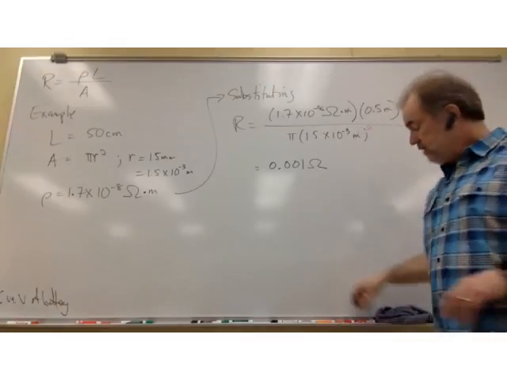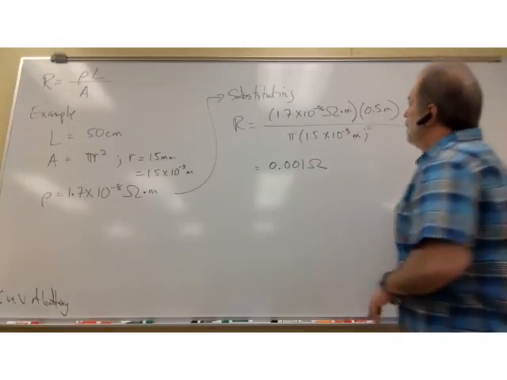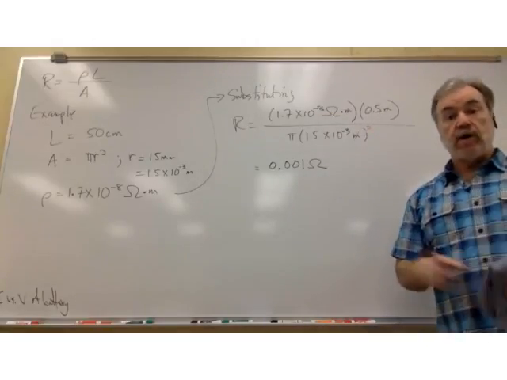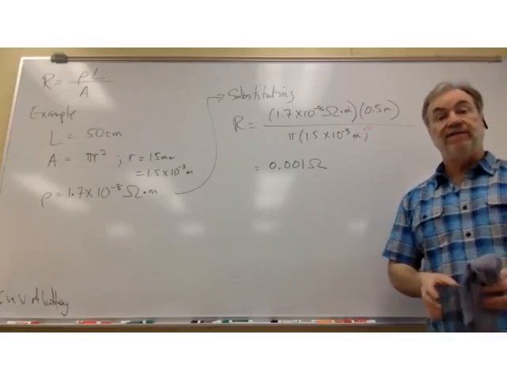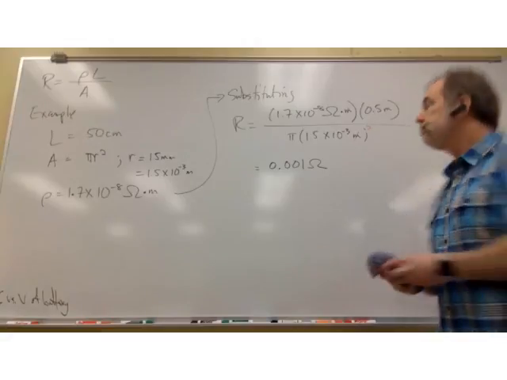Okay, so that's resistivity and resistance. Again, the resistivity is a property of the material that you use to construct the wire. It's not a property of the wire itself. It's a property of the copper, not a property of the wire.